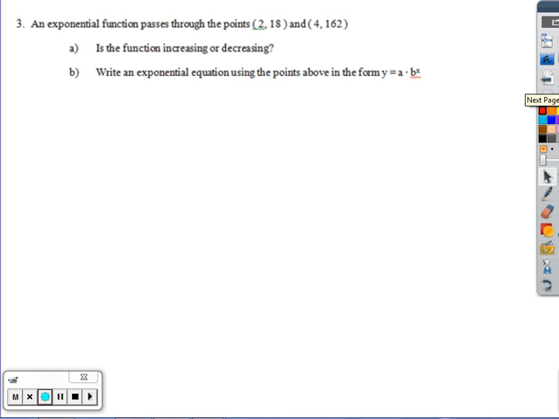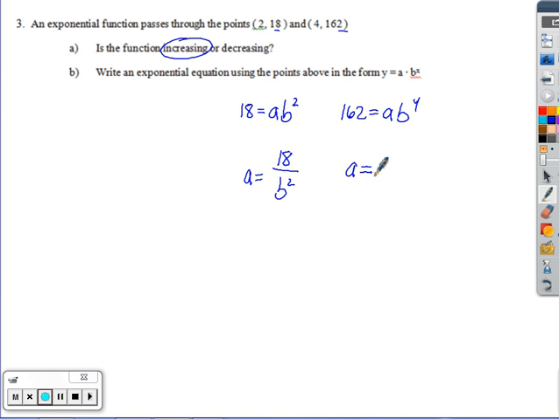Exponential function passes through the points (2, 18) and (4, 162). Increasing or decreasing? That's increasing. We know that because the y value gets bigger. All right, write the exponential function for this in a, b to the x form. So if we substitute 18 for y and 2 for x, and then we substitute 162 for y and 4 for x, and we solve each of these, we're going to get a by itself by dividing by b squared, so 18 over b squared. Over here it's going to be 162 over b to the 4th.